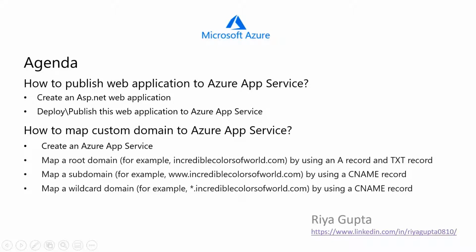After this video, you will be able to create an ASP.NET web application and you can also publish this web application to Azure App Service. Also, you are going to learn how to create an Azure App Service and how you can map that Azure App Service with a custom domain, and that can be a root domain, also a subdomain. So basically the root domain is incrediblecolorsofworld.com and the subdomain will be www.incrediblecolorsofworld.com.